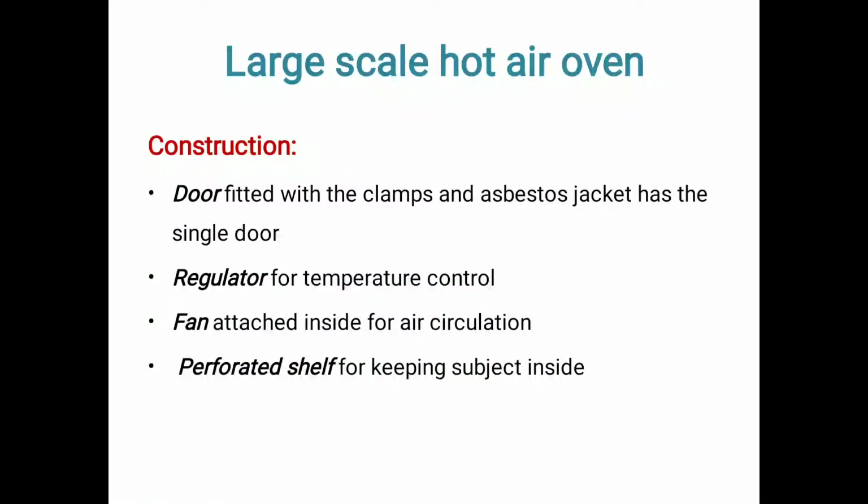Here you can see there is a door fitted with clamps as well as an asbestos jacket, which is a single door. Then there is a regulator which controls the temperature. Then there is a fan attached inside for air circulation and a perforated shelf for keeping the objects inside. Perforated shelves are the places on which we have to keep the materials. These are perforated, meaning they have holes, so that air circulation is easy. Whatever dry air is there will be exposed to all the materials placed onto the perforated shelves.